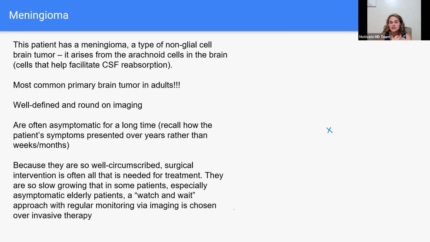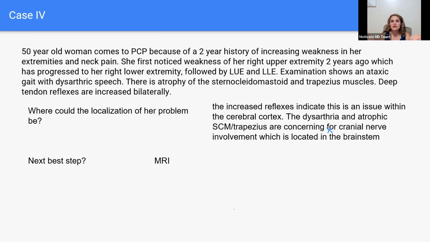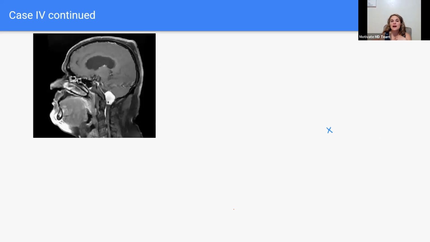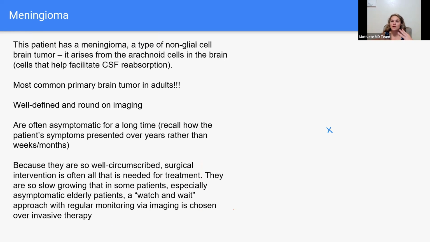On imaging, it's well defined. And what this means, again, as we've been taught, is that surgery is often curative. You don't usually need anything like radiation or chemotherapy. And the interesting thing about this tumor is that it's often asymptomatic for a long time. So if we think back to our presentation of this patient, she had this 2-year history, right? So that was different than the little boy that had 3 weeks or something like that. So it's often really, really slow growing. And so many times we just watch and wait. We don't even intervene on it, because if it's not impinging on any other brain structures and causing symptoms, then it can just chill, right?